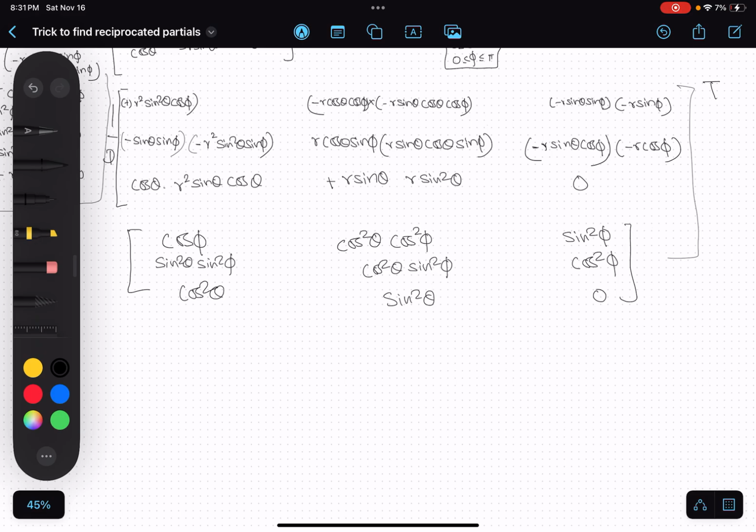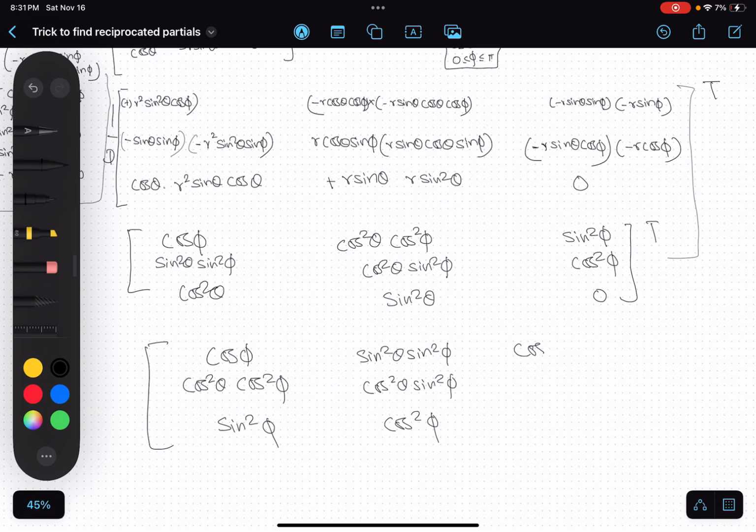Now if I take the transpose, these are so good. I mean, they're so symmetric about cos and sine, right? That looks so good. Now take a transpose, so that it will now be cos phi, cos square theta, cos square phi, sin square phi. Now this will just be sin square theta, sin square phi, cos square theta, cos square phi. Now that's just cos square phi, cos square theta, sin square theta, 0.